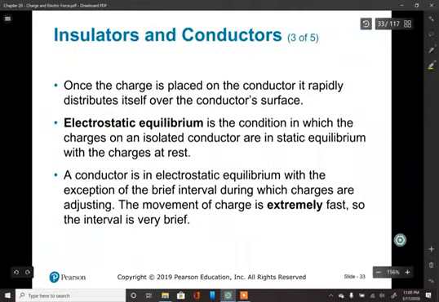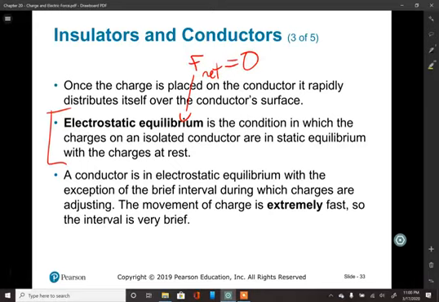Another terminology: electrostatic equilibrium. If I put charge on a conductor, the charge will flow around until it stops moving. The net force is zero. Equilibrium is still, F net equals zero. So electrostatic equilibrium is saying there's no electric force left. All the charges move around until they're stationary again. Conductors, the charges will move until they're in equilibrium. We'll see more examples of that later.